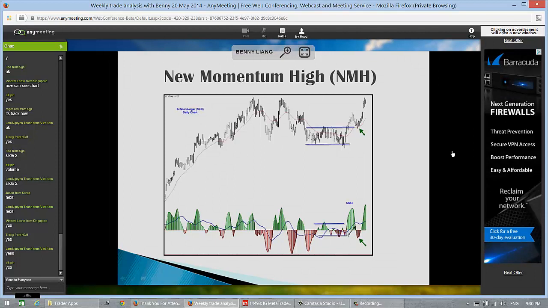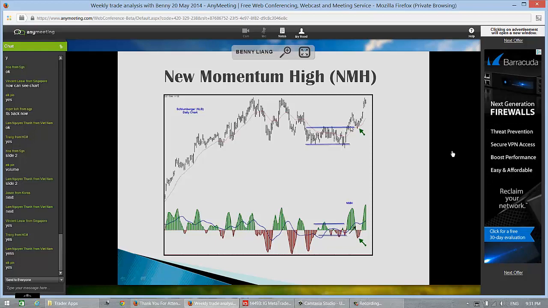And see this 310 making a new momentum high compared to all these little green tops. See here, right? This is an obvious new momentum high. So that is the setup, right? That is not a trade. That is a setup.